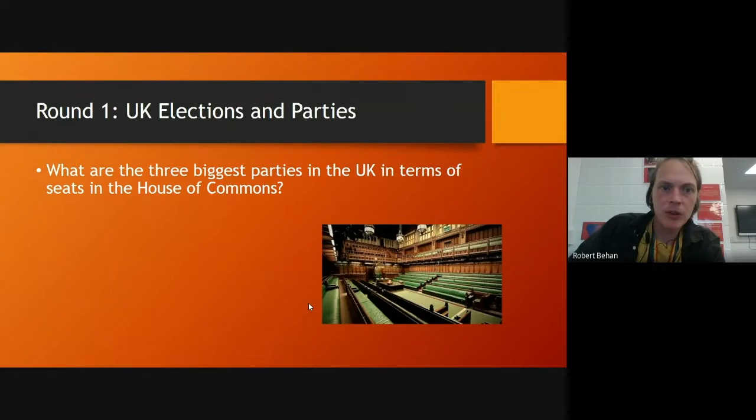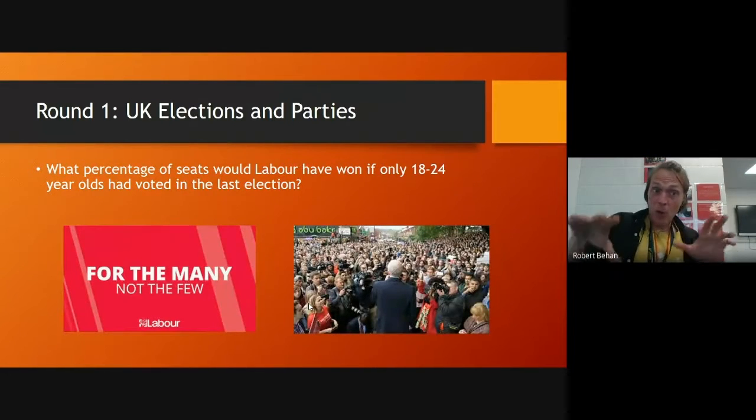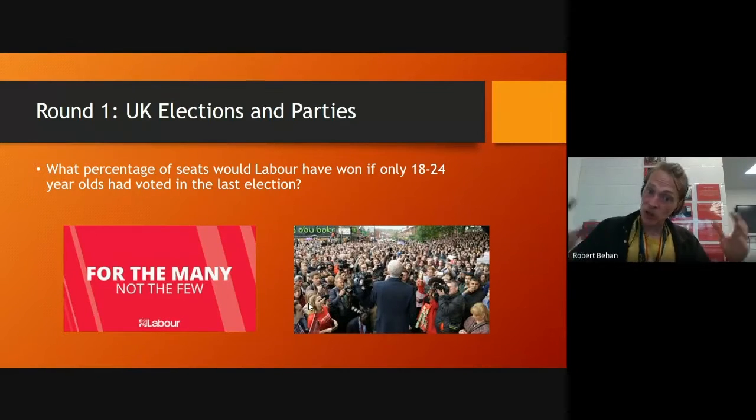And off we go to the next question. If Labour, or rather, what percentage of seats would Labour have won if only 18 to 24-year-olds had voted in the last election? If only 18 to 24-year-olds were voting in the election in 2019, where Boris Johnson won a big majority in Parliament, if that election had only been open to 18 to 24-year-olds, what percentage of seats would Labour have won? Give a percentage.